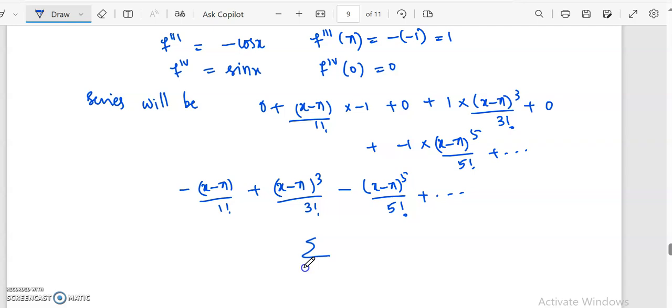So that will be summation n equal to 0 to infinity, minus 1 whole raised to n plus 1 will come, then x minus pi. Now we have only the odd powers, so the power will be 2n plus 1, by 2n plus 1 factorial. So this will be the series for sin x about a equal to pi.